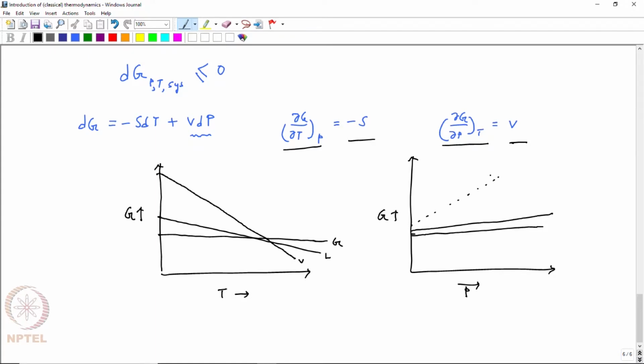Will it increase linearly? But we know from the ideal gas equation that if I increase the pressure, the volume will actually drop. So this is actually a positive number, but the slope, as we can see, will change as we are increasing the pressure. So the curve will look something like this, because as you can see here, the slope here and the slope here are actually different. The slope here is much more than the slope here. So the gas will have a curved plot for G versus T, G versus P.